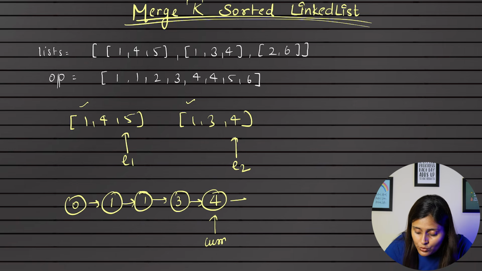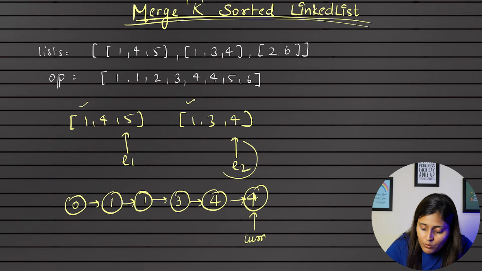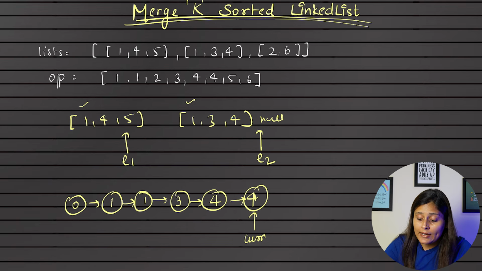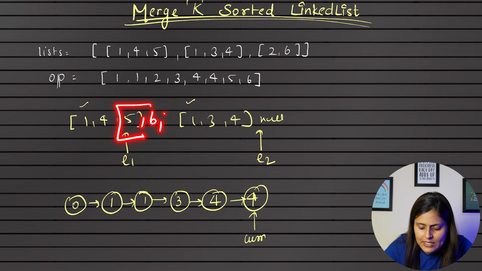Now again L2, so 4 will get connected, we will move current ahead, we will move L2 ahead. Now L2 has become null, so we will stop. Now whatever is left over in L1, we don't know what, it could be 5, 6, 7 and so on.